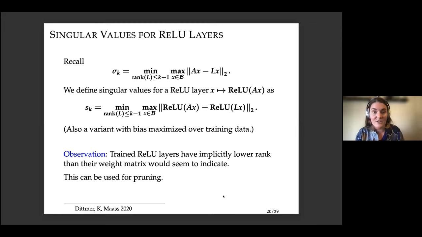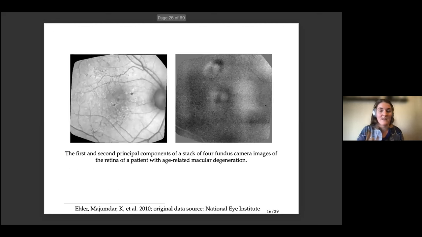I see that there's a question. It says, if you centered all the images, why would the first component still be the average image? Okay, so let me go back to this real fast. Here with these images, we were doing principal component analysis. So we centered them down, so the averages were zero. We computed the singular values, and then we shifted them back up. So that's why this is looking like that.